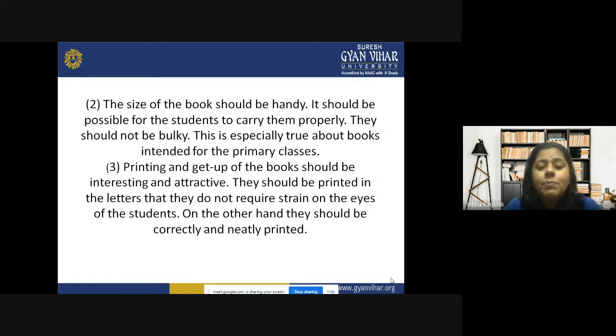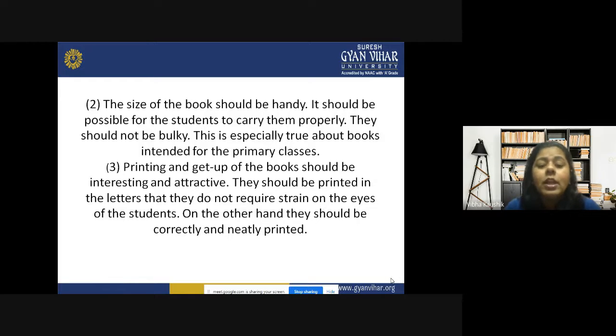Printing and get-up of the book should be interesting and attractive. The get-up of the book should be interesting, then only the student will be attracted to learn or to study that particular book. They should be printed in letters that do not require strain on the eyes of the student. Means the printing material or the size of the alphabet should be such that it does not strain the eyes of the learners.